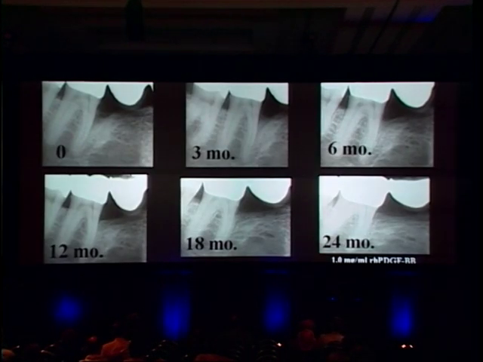This was very common to what we saw in all of our patients, where we have our initial defect. At 3 months after treatment, radiographically, you're not seeing much change. At 6 months, we're beginning to see some consolidation of the defect. At 12 months, we're starting to see a little lamina dura, even more so at 18 months. And here at 24 months, we're actually seeing a little peak of the bone coming up toward the CEJ.